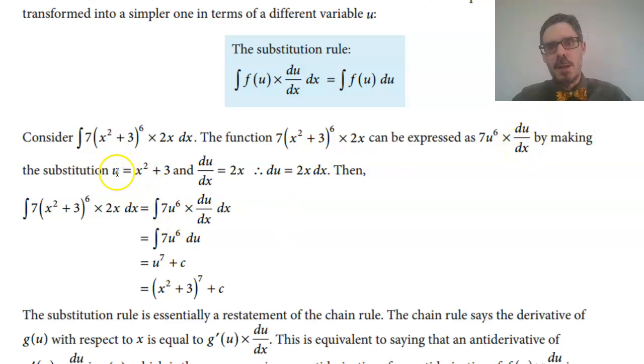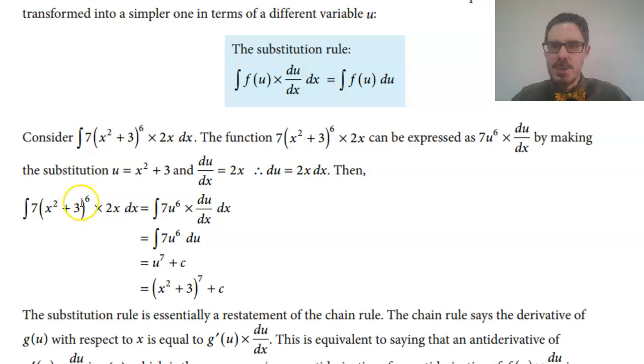So we write u being the bit inside the brackets, x squared plus 3, and therefore its derivative is 2x. And here's the kind of slightly hand-waving bit. Effectively we're saying from this that du is 2x dx. We've kind of cross-multiplied by dx. We haven't really done this because there's some tricky limits and things under the covers here. But you can sort of think of it this way.